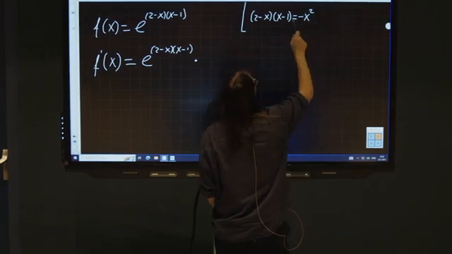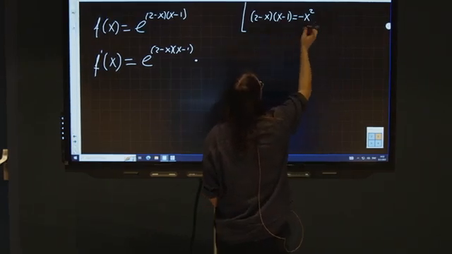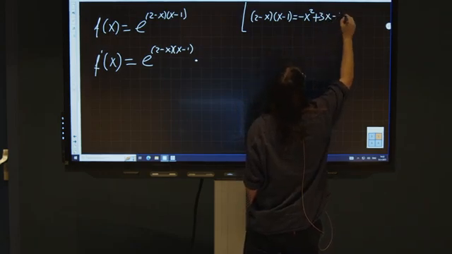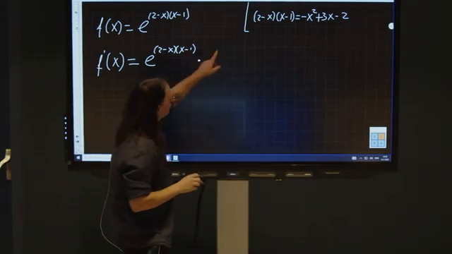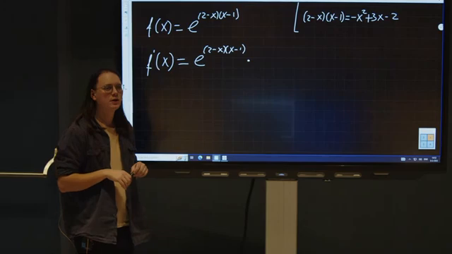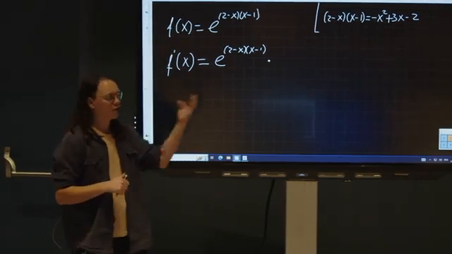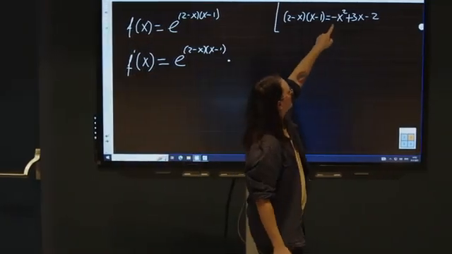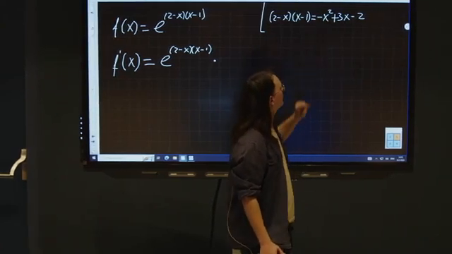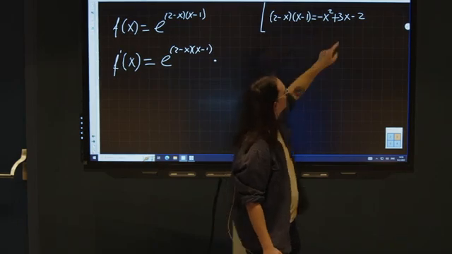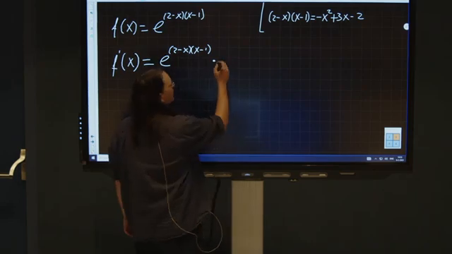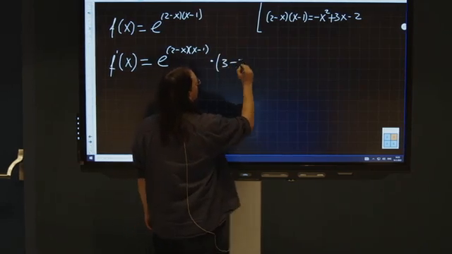See, we have 2x plus x, that's plus 3x, minus 2. Right, so if we work out those brackets, we get minus x squared plus 3x minus 2. Take the derivative, we can do it term by term, right? So the derivative of minus x squared, the 2 comes out in front, so we subtract 1 from the exponent, we get minus 2x. For 3x, we get 3, similarly. And so we get 3 minus 2x here.